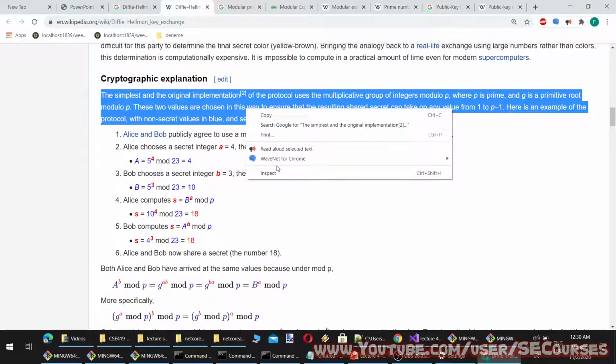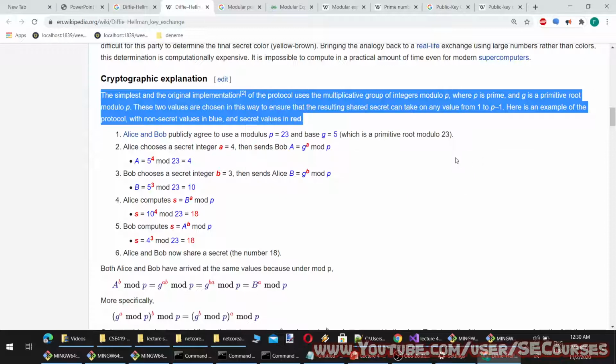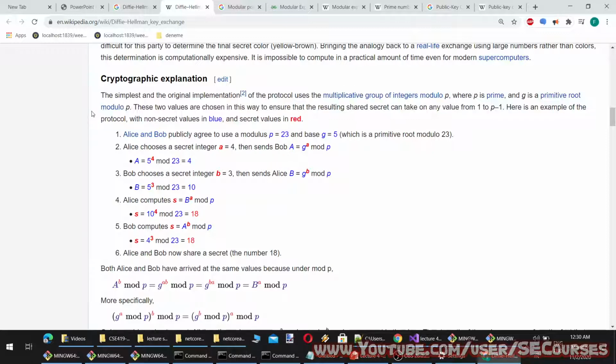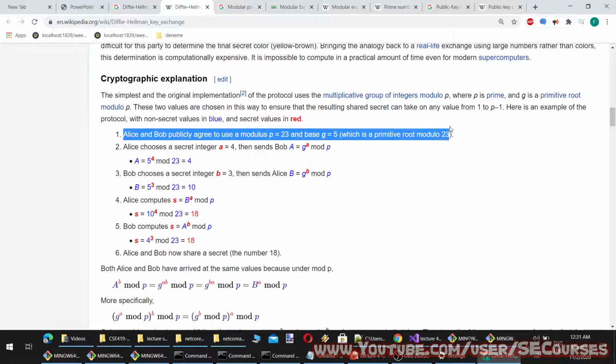Cryptographic Explanation. The simplest and the original implementation of the protocol uses the multiplicative group of integers modulo p, where p is prime, and g is a primitive root modulo p. These two values are chosen in this way to ensure that the resulting shared secret can take on any value from 1 to p-1. Here is an example of the protocol, with non-secret values in blue, and secret values in red. So let's read one by one.